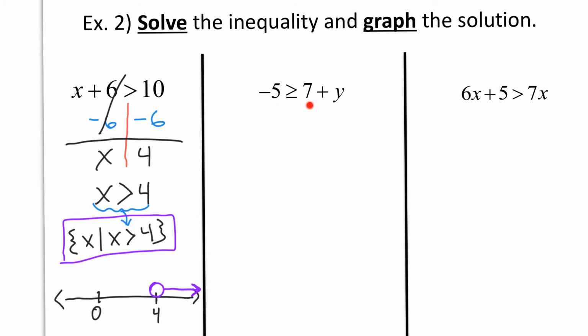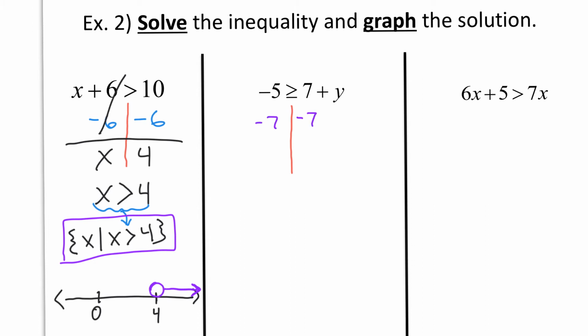Okay. Now let's look at this one here. You have an inequality: negative 5 is greater than or equal to 7 plus y. So first I am going to put my line under the inequality here. I have the y on the right side right here, so I need to get rid of this number, that constant. It doesn't have a variable. So I am going to subtract 7 from both sides.